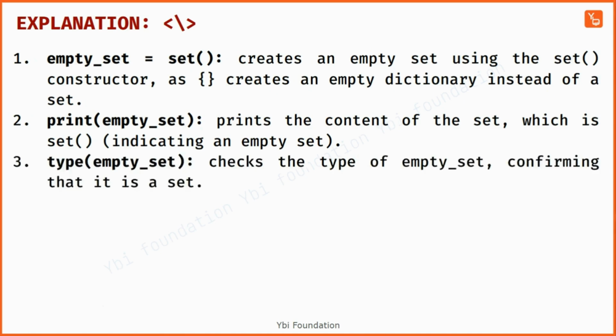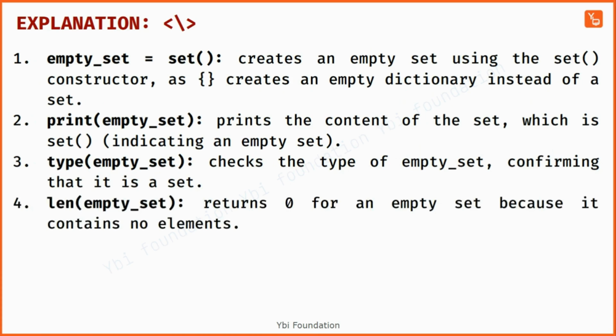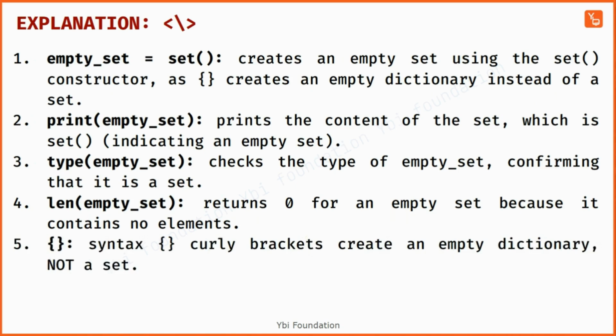Type of empty_set helps us to check the type of the empty set, and it confirms that the empty set is a set. Then we checked the length of empty_set. The value returned is 0, signifying that the overall length of the empty set is 0, meaning there is no element in it. The curly bracket example at the end shows us that if we try to create a variable with curly brackets, it is creating an empty dictionary, not a set.